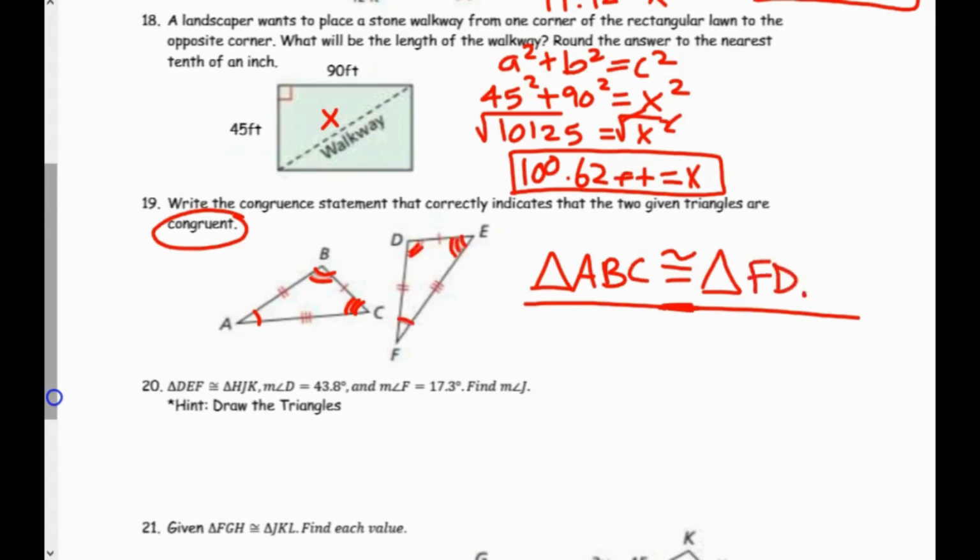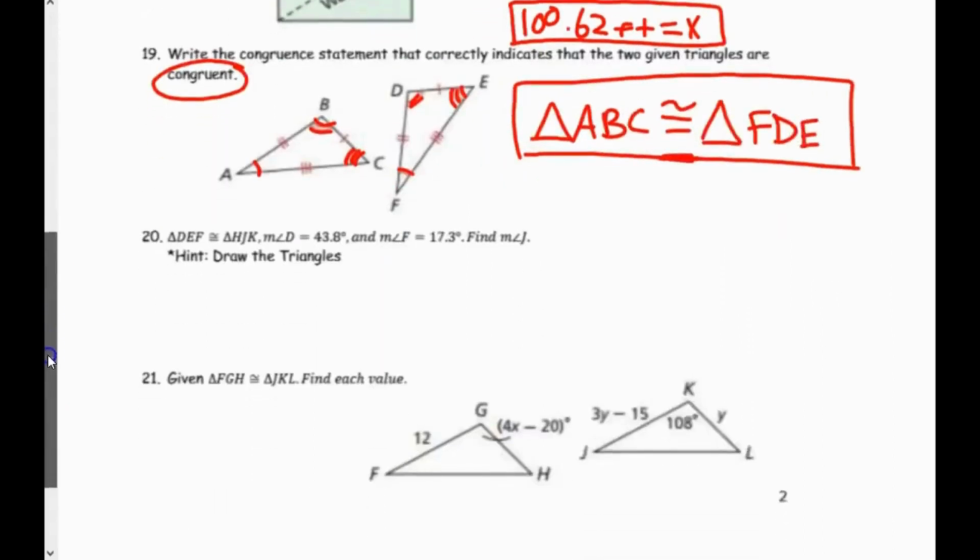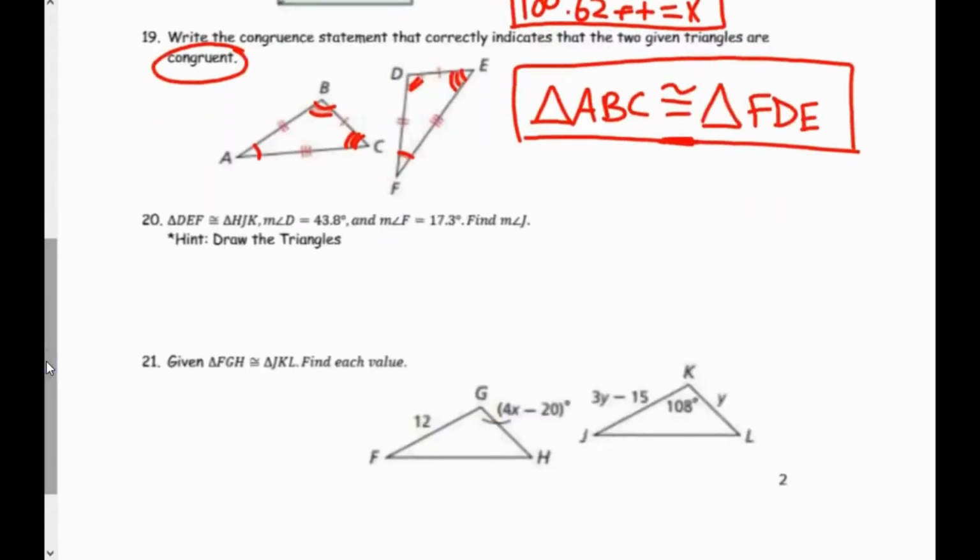Do you see how that's tricky? Because they didn't put it in alphabetical order. It's not always going to be in alphabetical order, okay? So make sure you actually look at it. Triangle DEF is congruent to HJK, okay? So, drawing a picture is always nice. DEF. HJK.